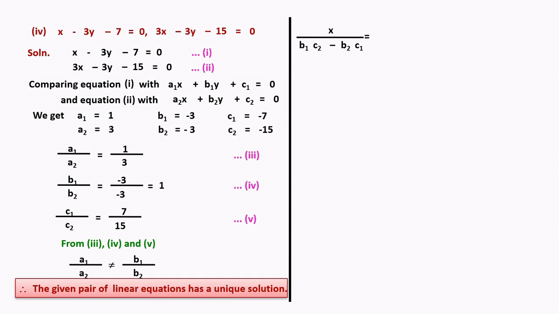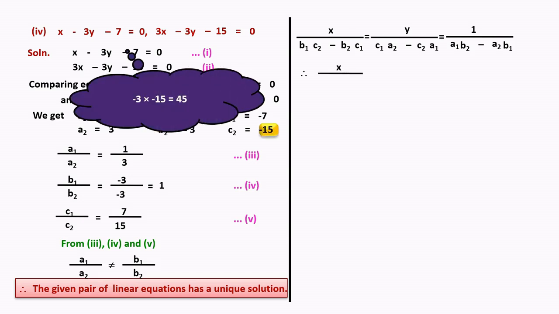x divided by (b1 into c2 minus b2 into c1) equals y divided by (c1 into a2 minus c2 into a1) equals 1 divided by (a1 into b2 minus a2 into b1).